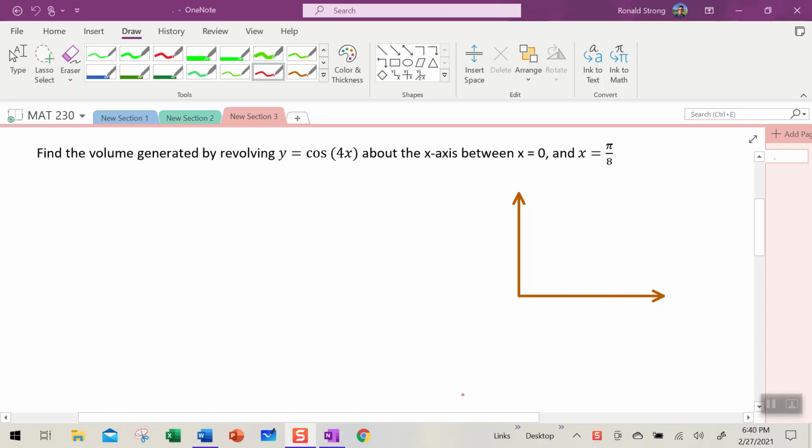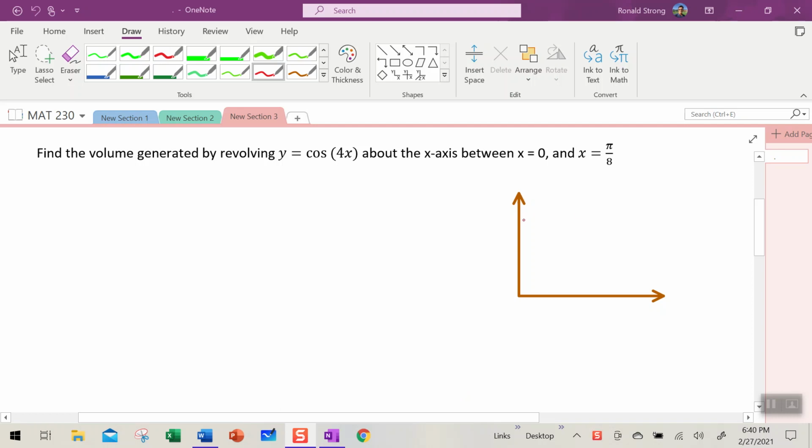In this video, you are asked to find the volume generated by revolving y equals cosine of 4x about the x-axis between x equals 0 and x equals pi over 8. So the first thing that you need to do, as always, is to go into Desmos, graph this function in Desmos, and identify the bounds of integration, and then just draw a little sketch here on your paper.